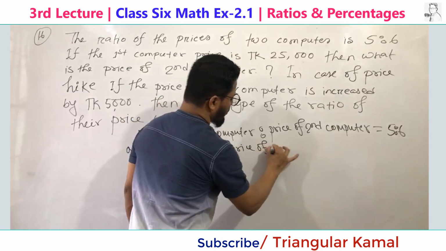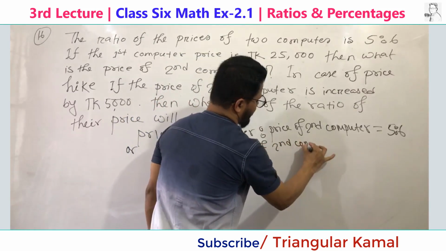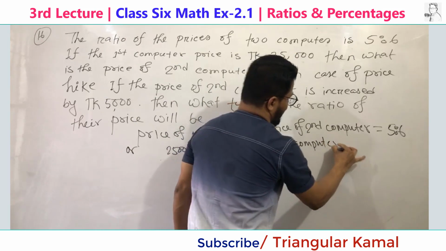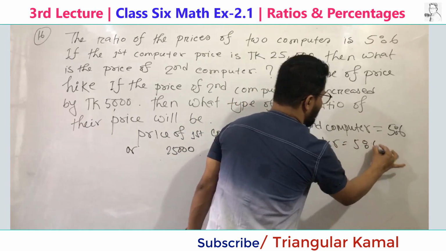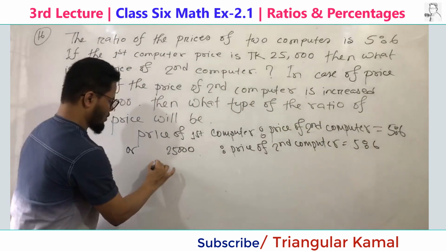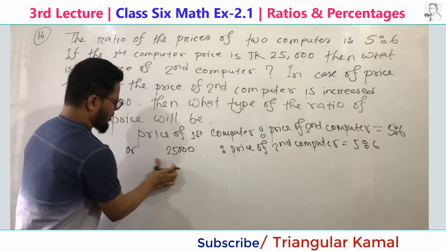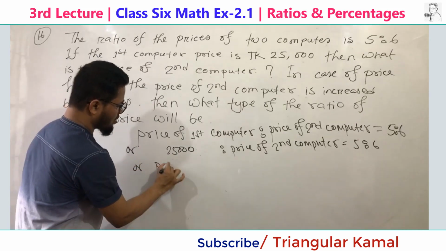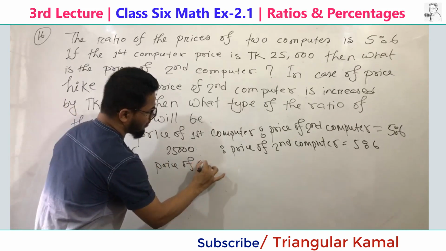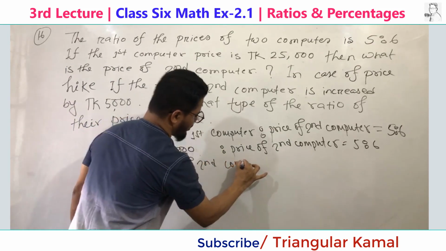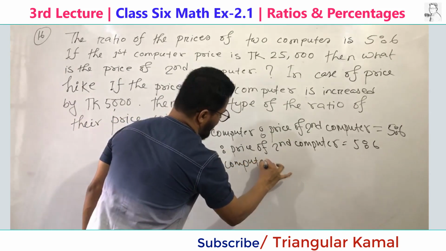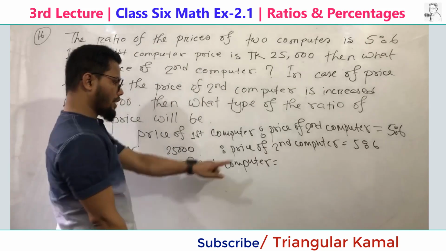Price of second computer equals 5:6. So the price of the second computer is unknown here.